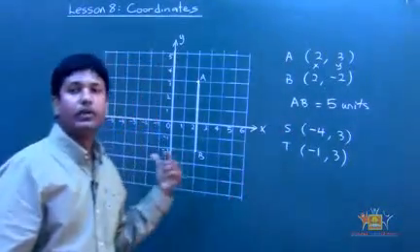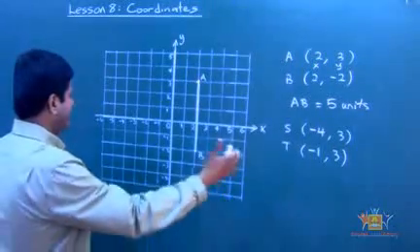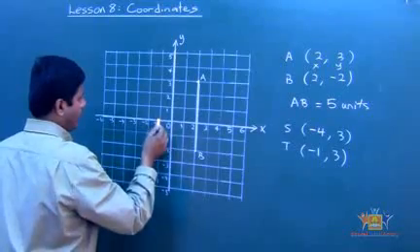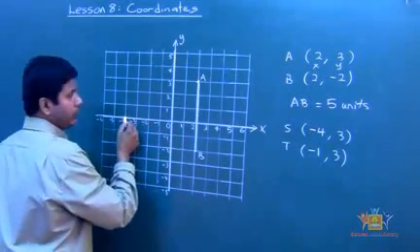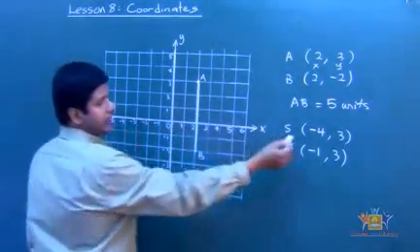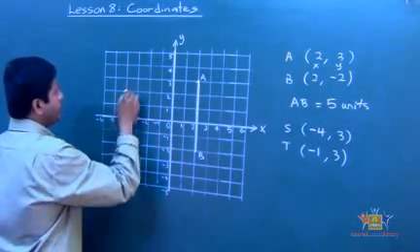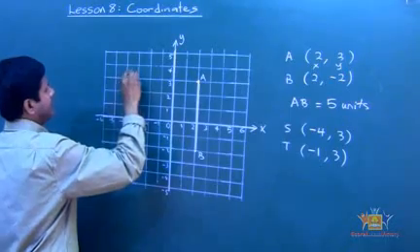So what do we do? We plot them. Okay, let's plot S first. S is -4, which is the X. 1, 2, 3, 4. See that? -4 is right there because it's left by 4. And then up by 3. 1, 2, 3. That's going to be our S.